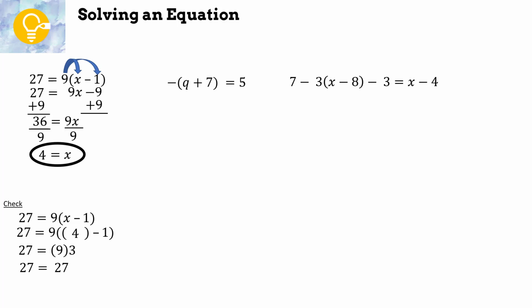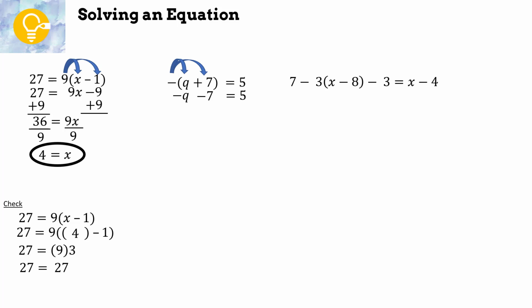Let's look at negative q plus 7 equals 5. For this one, there's two ways we can think about it. The negative sign, we could say the opposite of q plus 7, which would be negative q minus 7. Or, thinking about using the distributive property, I could take negative 1 times q, which is negative q, and negative 1 times 7, which is negative 7, equals 5.